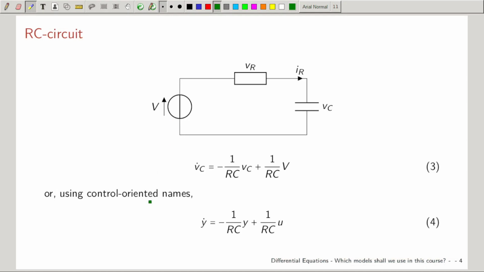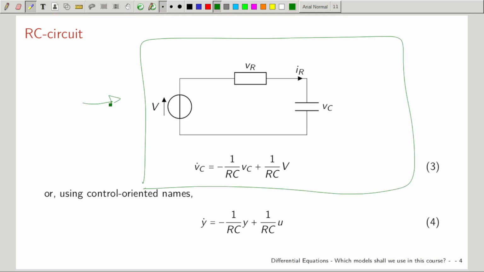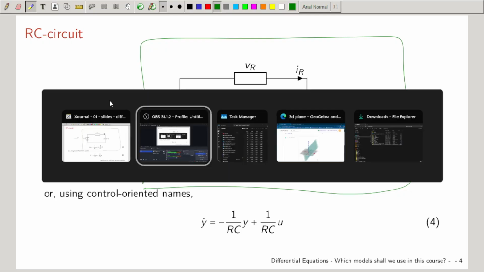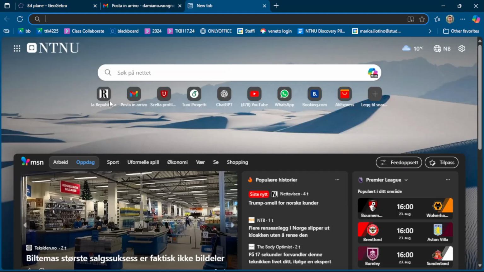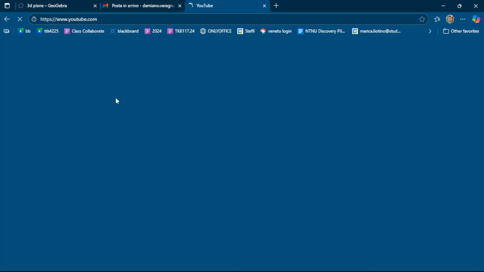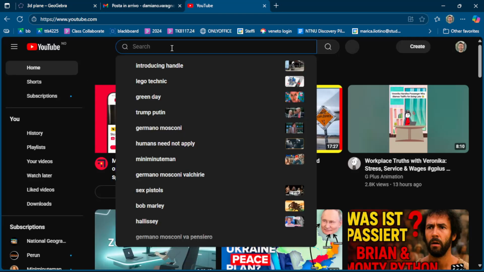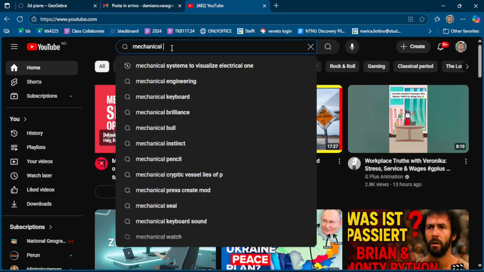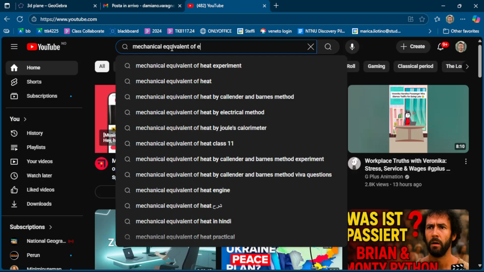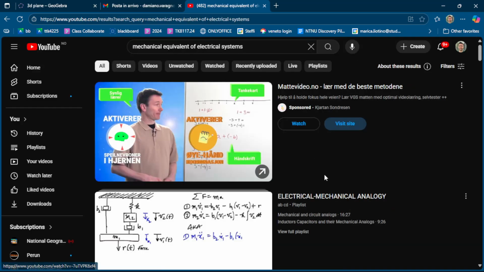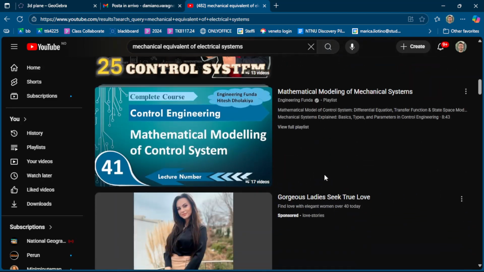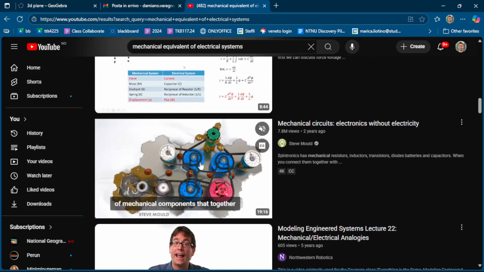The first example is the RC circuit. For the people that do not feel like having intuitions about electrical systems, I forgot the name, there is a mechanical equivalent of electrical systems. Where was it? This one.